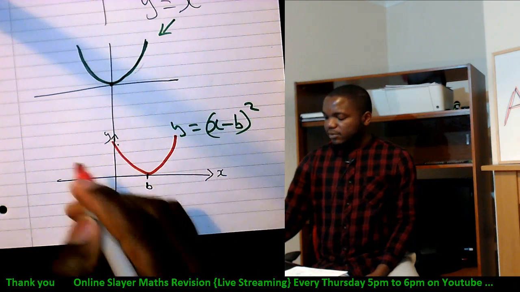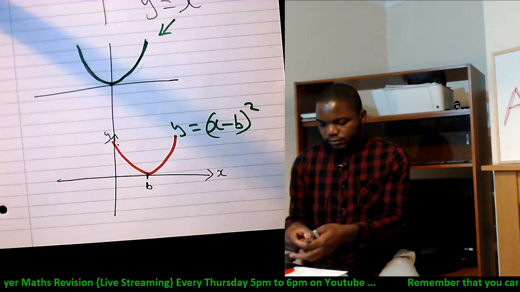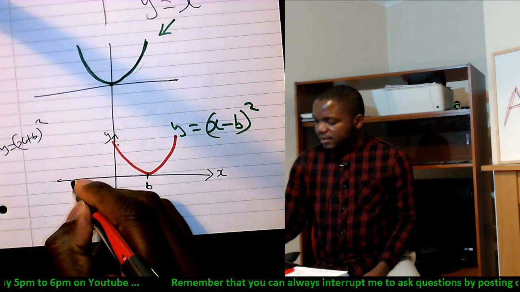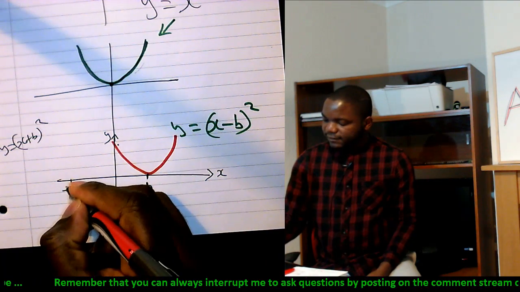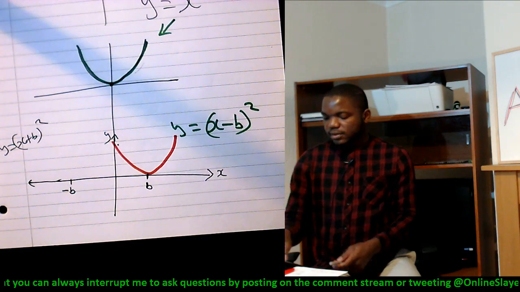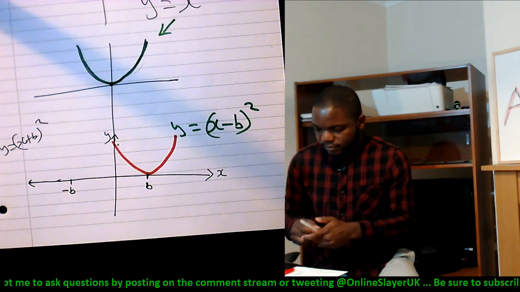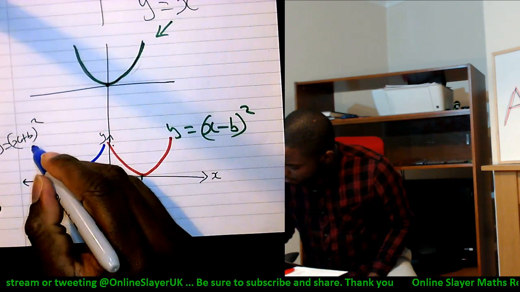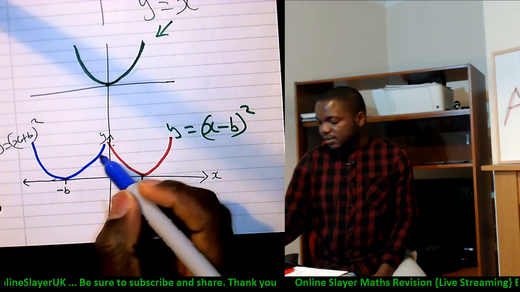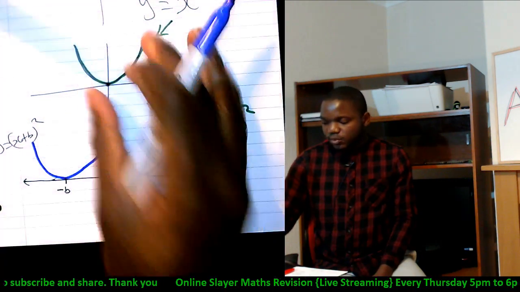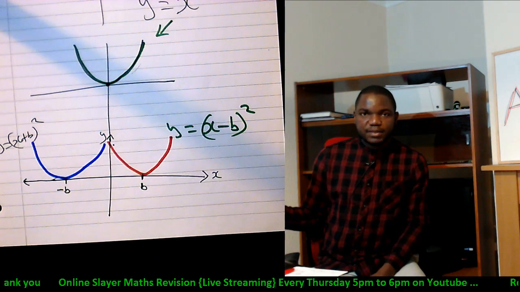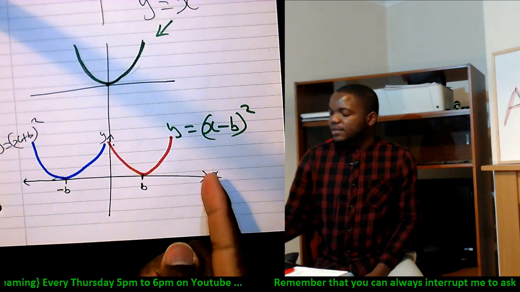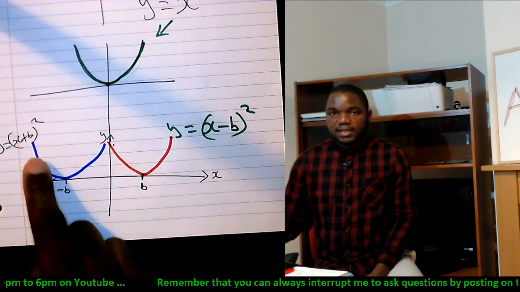What if we had x plus b all squared? If you had y equals x plus b all squared, it means that it's going to be shifted to the left. So this will look like that. I don't know at what point it's going to cross, but at some point it will cross the y-axis. But then it's the same graph of y equals x squared, but shifted to the minus b point. Remember, that's only a right or a left shift, depending on whether b is positive or negative in this case.